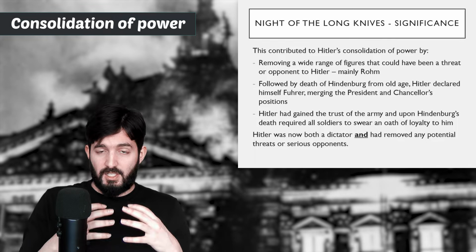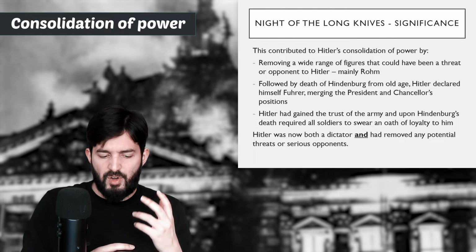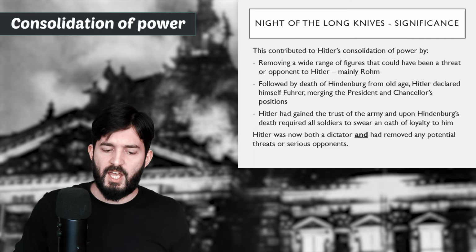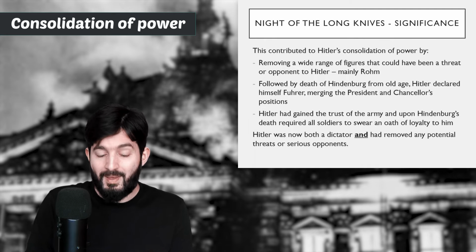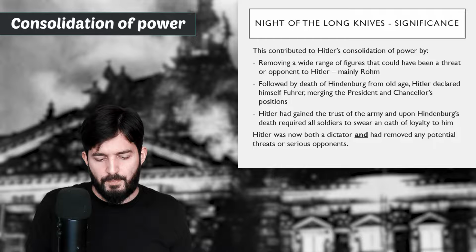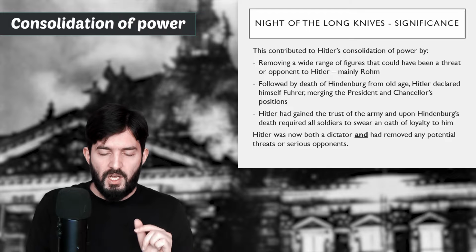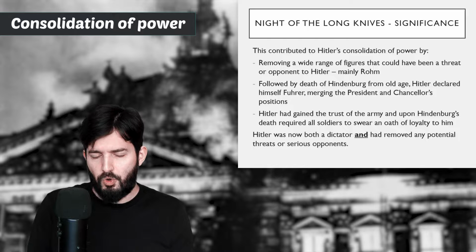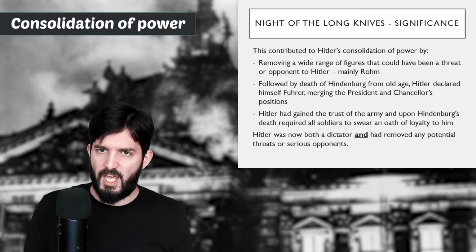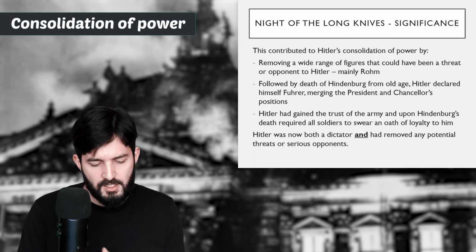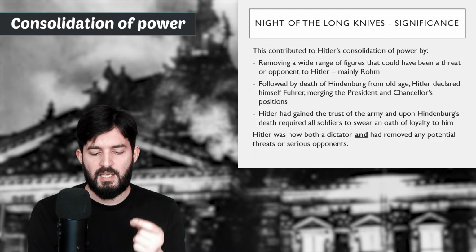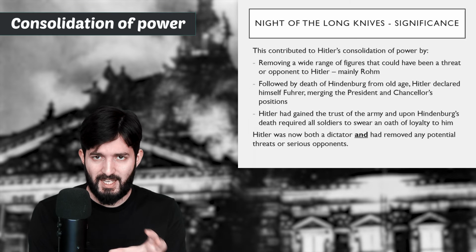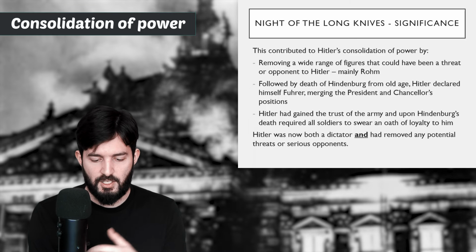So how does this contribute to the consolidation of power? There are 3 main reasons. The first thing is it removes a wide range of figures that could have been a threat to Hitler or an opponent of him, in particular Röhm, plus a few others. Secondly, about a month later, in August 1934, Hindenburg suddenly dies of old age. He was in his late 80s and quite sick. When he dies, Hitler declares himself the Führer, and as a consequence, he merges the president and chancellor's position together into one role. The Führer basically means the leader.